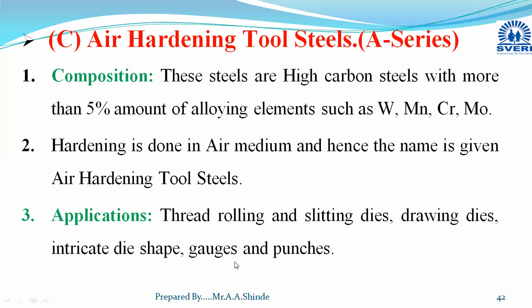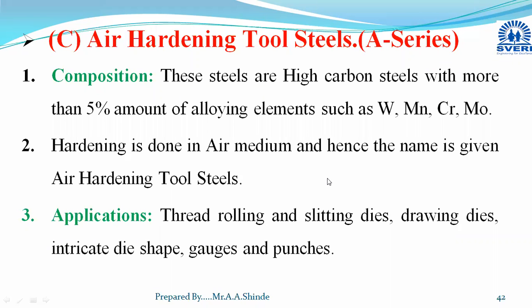That is air hardening tool steels. Now these cold work tool steels are hardened by using air medium. Hence the name air hardening tool steels, and these are designated by the A series. Their general characteristics: they have good toughness, hardness, and wear resistance. Related to their composition, these are high carbon steels along with alloying elements like tungsten, manganese, chromium, molybdenum. The composition is very similar to oil hardening tool steel.